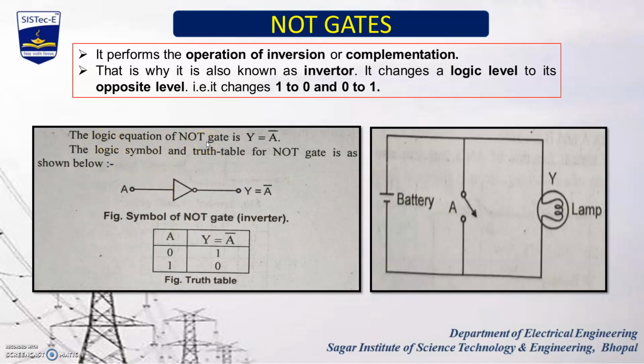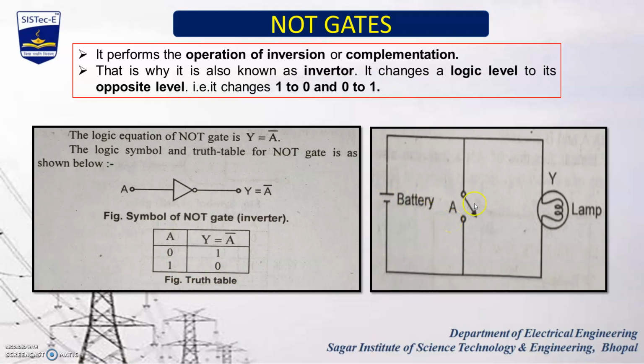This is NOT gate. The output of NOT gate is A inverse, where A is the input and the complement of A is the output. This is the symbolic representation of NOT gate, a triangle with a bubble. Just understand the truth table of NOT gate. When input is 0, meaning low, then output will be just the opposite, that is A bar, which is 1. When input is high, meaning 1, then output will be the inverse of the input, that is 0. With the help of this circuit diagram, you can easily understand.